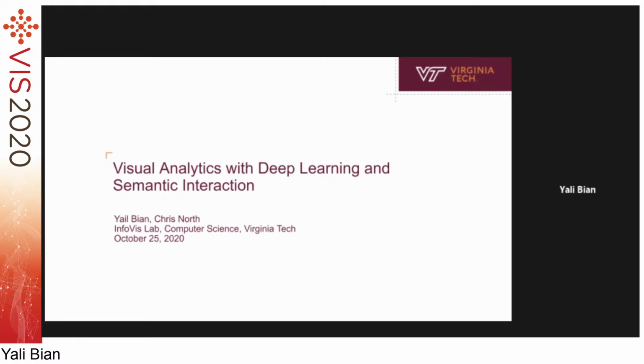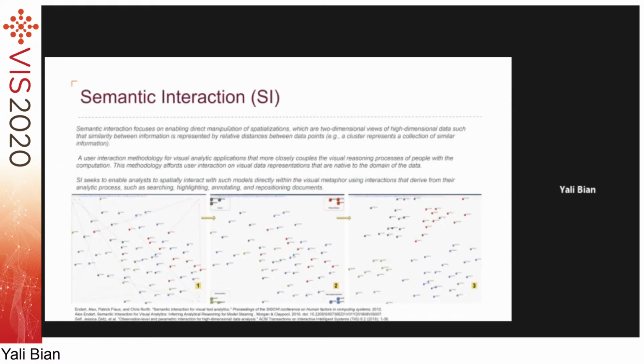My name is Yali Bian, from Virginia Tech, and I work with Dr. Chris North. Our research topic is visual analytics with deep learning and semantic interaction. First, semantic interaction is a methodology for visual analytics to capture users' preferences or mental model about the dataset based on their interactions during the sense-making loop, by learning a new distance function based on the input features.